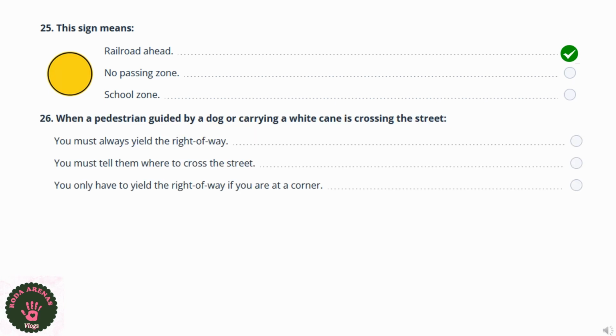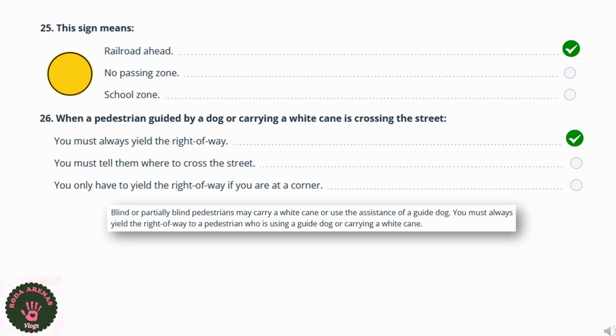When a pedestrian guided by a dog or carrying a white cane is crossing the street, you must always yield the right of way. You must tell them where to cross the street. You only have to yield the right of way if you are at a corner. The correct answer is you must always yield the right of way.